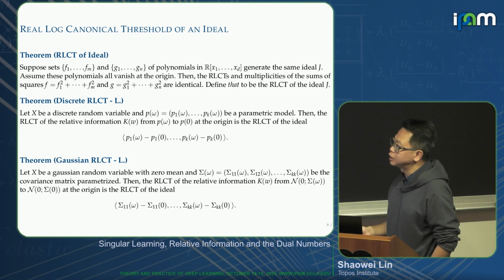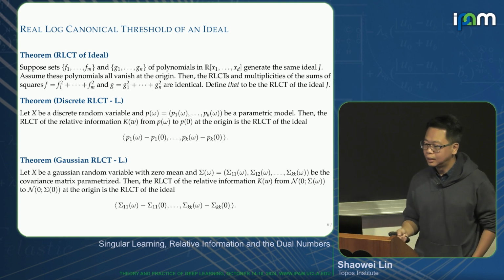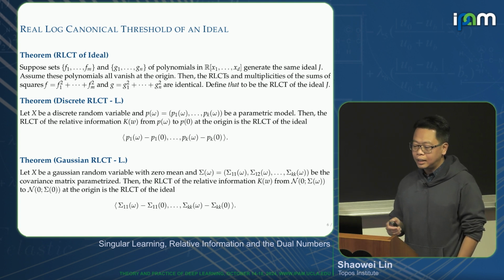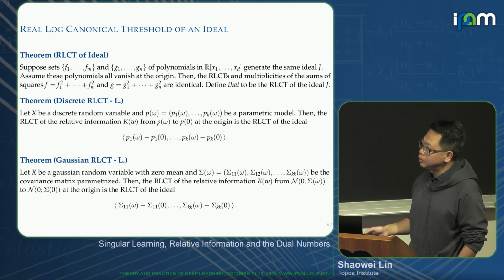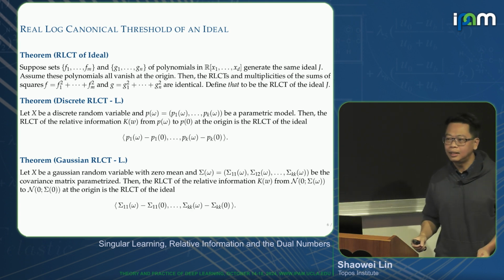Suppose I have two sets of polynomials, f1 to fm and g1 to gn, and suppose they generate the same ideal, the same set of polynomials, J, and we also assume that all of these polynomials vanish at the origin. Then the RLCT and the multiplicities of the sums of squares: you construct f to be the sum of squares of f1 to fm, and then you construct g to be the sum of squares of all the g1 to gn's. Then the RLCTs of these two functions, f and g, are actually identical. And the multiplicity will be the same.